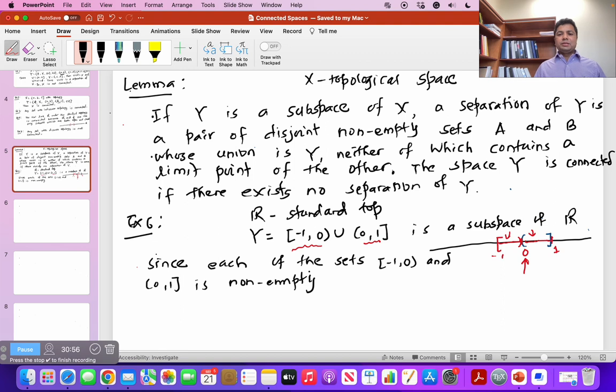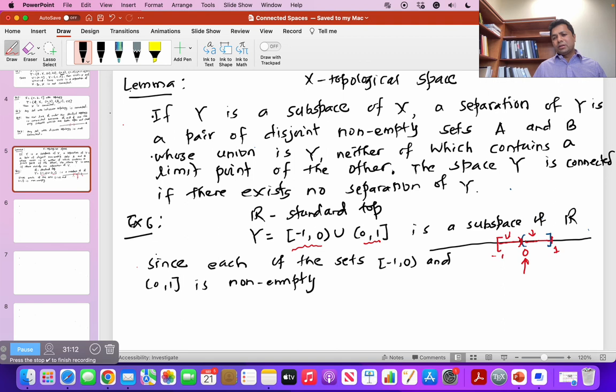Y is non-empty, and then obviously they are disjoint, and their union is Y, and they are also open in the subspace topology, but they are not open in the standard topology. I mean, we don't need open here.